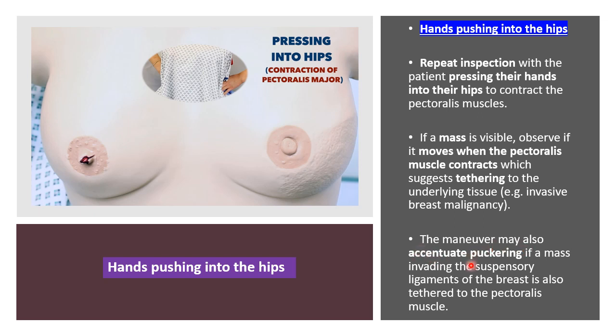The maneuver may also accentuate puckering if a mass invading the suspensory ligaments of the breast is also tethered to the pectoralis major. So all these signs, mass, tethering or deformity, become more obvious by contracting the pectoralis major, and one of the methods is to have the patient standing and press on the hips.